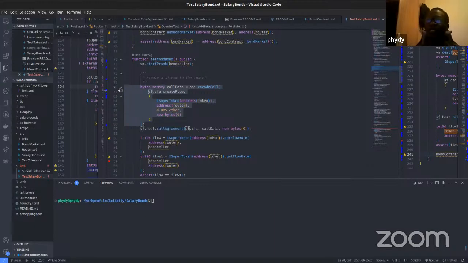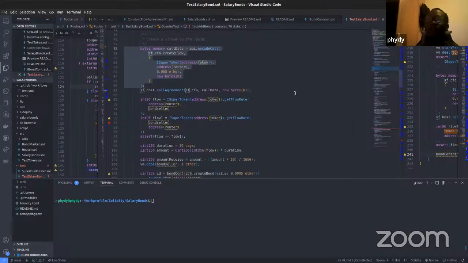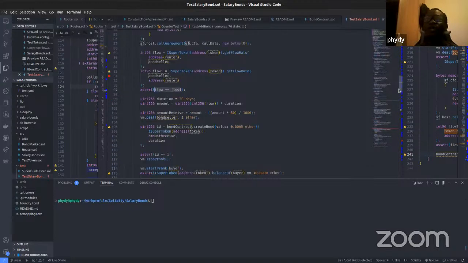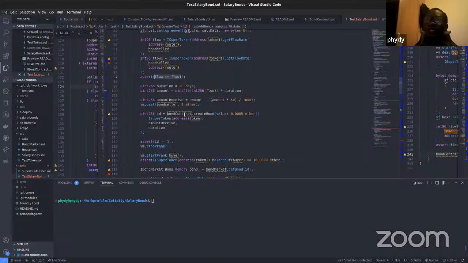So that's what happens. And you can see in the assertion, when we check on the flow to the router and back to the seller, the flows actually should be the same at this particular point, because the bond has not been created and has not been purchased yet. So we create the bond on the bond contract.